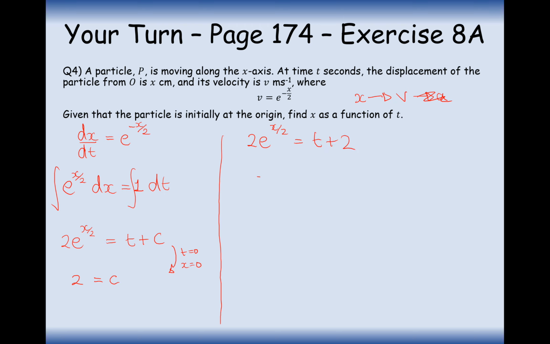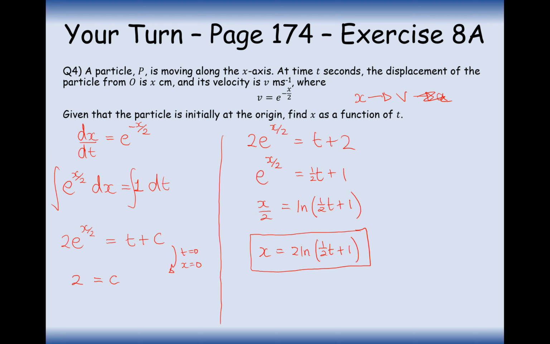And now we have to rearrange this to make it x the subject. So divide both sides by 2, so it would be half t plus 1. Then we get rid of the e by taking ln of both sides, so x over 2 equals ln of half t plus 1. And then times everything by 2, so it's going to be x equals 2 ln of half t plus 1. And there's not many ways that we could probably simplify that anymore. We could move the 2 in as a square, but not much else can be done there. So there we are, that's an expression for x as a function of t.